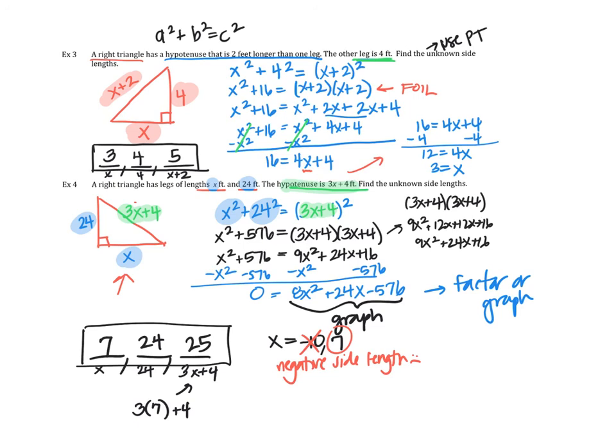So sometimes you're going to get an equation that's linear, like example 3, and you can solve it using inverse operations to isolate x. Sometimes you're going to get a quadratic, like example 4, and you would need to either graph or factor. Again, I highly recommend graphing, finding your x-intercepts, and then making sure you only choose the positive one.